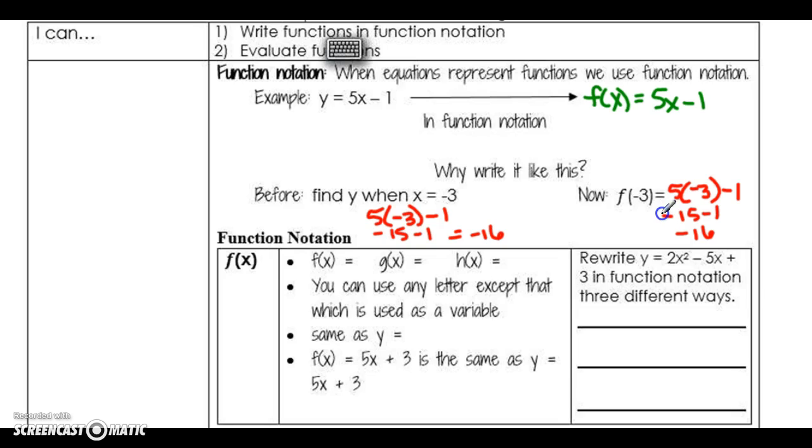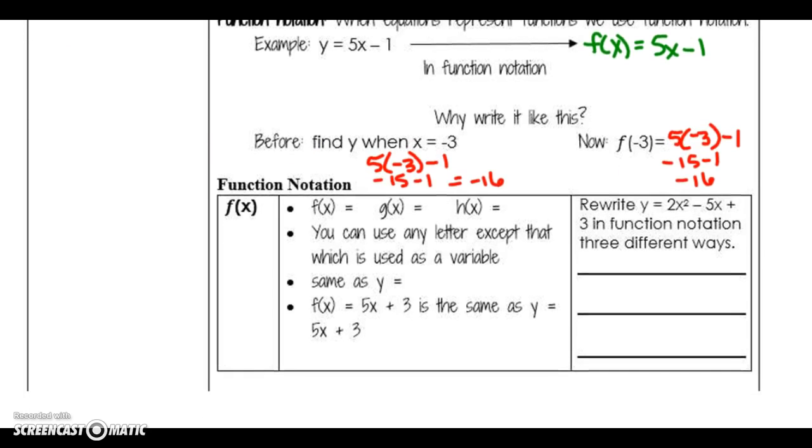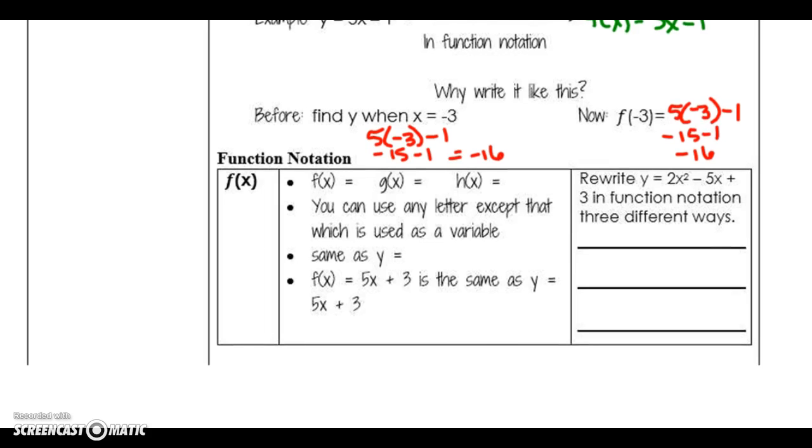So a lot of times we're talking about ordered pairs, x's and y's, or a lot of different things to plug in for x. So let's take a look at some more of this notation. We could have f of x, we could have g of x, we could have h of x, a lot of those meaning different values. You can use any letter except for whatever variable is being used in your equation. This is the same as y equals, all of these.